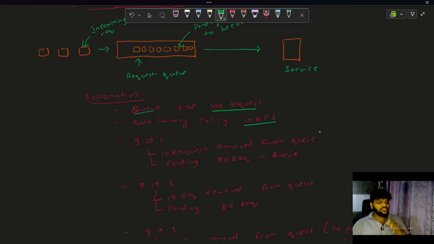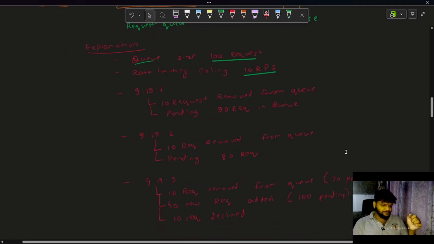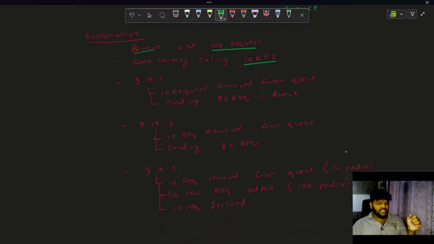So 10 requests were removed from the queue. Then at 9:19:2, the next second, again 10 requests are removed. Then in the third second, again 10 requests are removed. Previously it was 80, 10 was removed, so now 70 is pending.